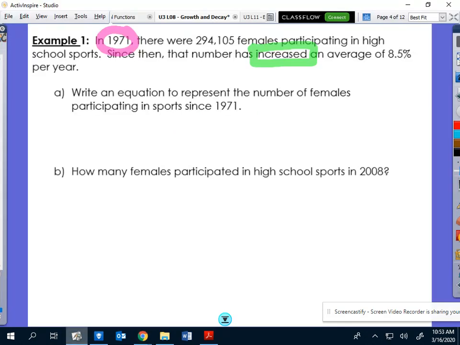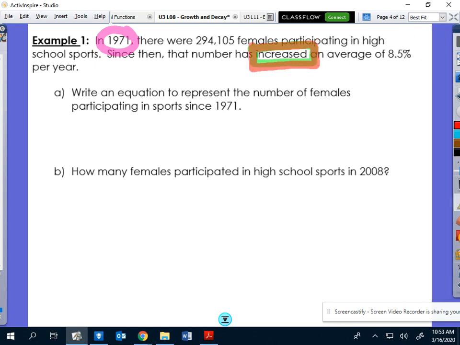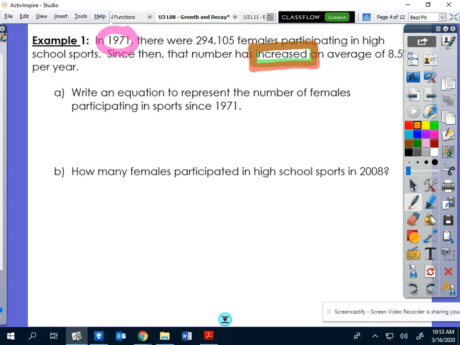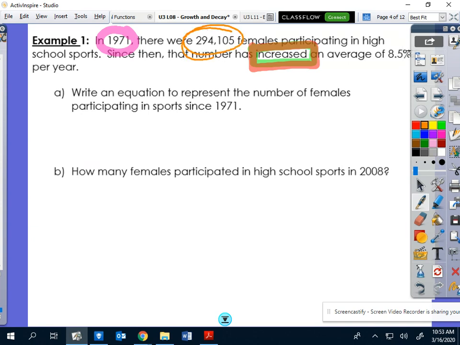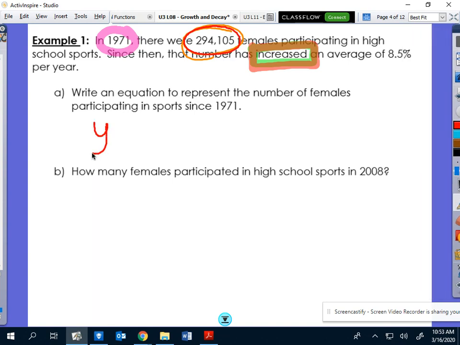All right, so folks, from here we've identified that we're starting in 1971. We are increasing, like we've said, and we've got our starting amount of athletes from the very beginning. So what's important is to be able to create the model that we're going to use. So you want to identify what your A value is, and your A value is our starting number of athletes. So we can already start out with Y equals 294,105 because that's our starting amount. Our starting amount is always going to be the A value.